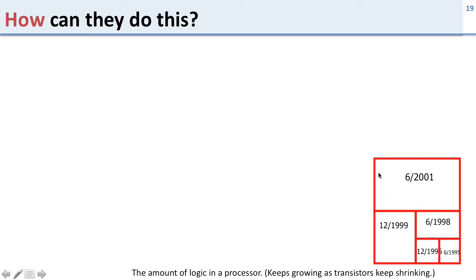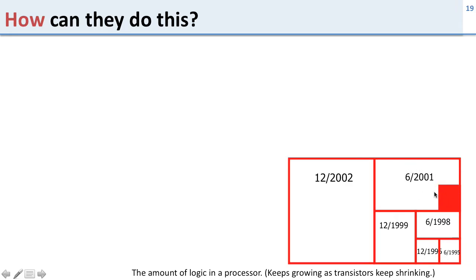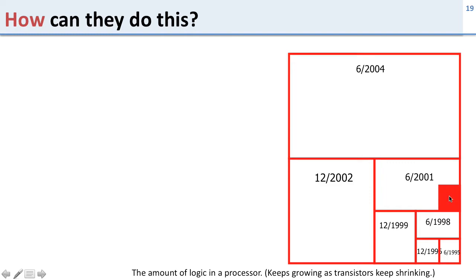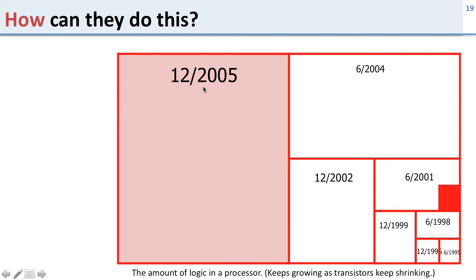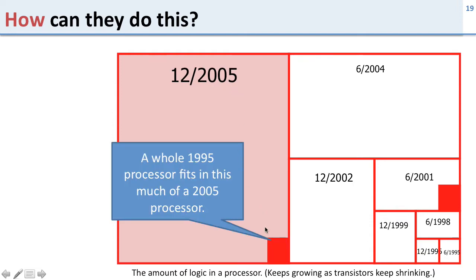So in 2001, we had this many transistors to play with. And if you compare this to 1995, what you can see is that in 2001 you could fit a whole 1995 processor just in the corner. And this kept growing and growing. So by the time we get up to 2005, you could fit a whole 1995 processor, everything on the processor, in this one little corner of a 2005 processor. And this is because the transistors got so much smaller.